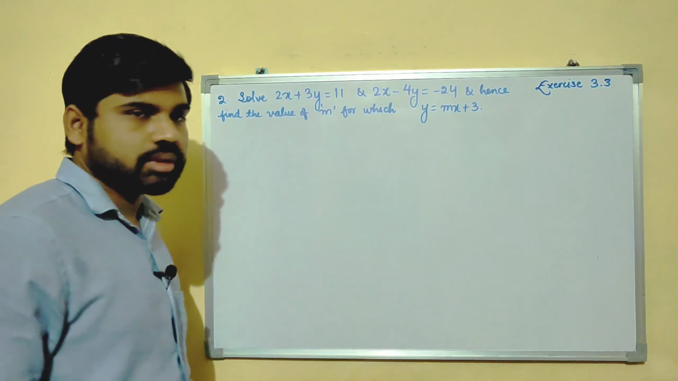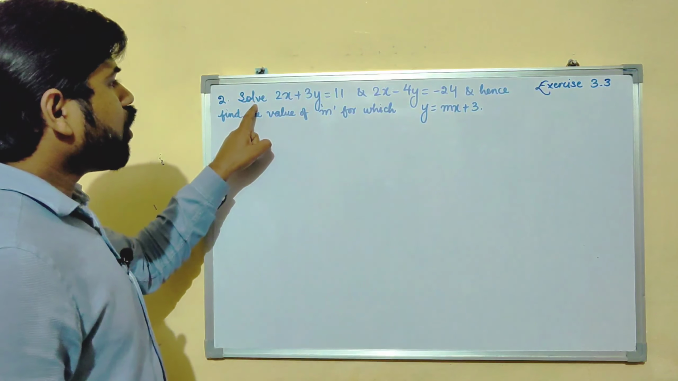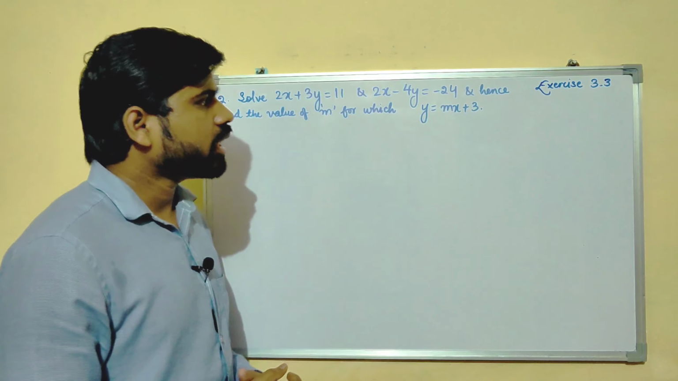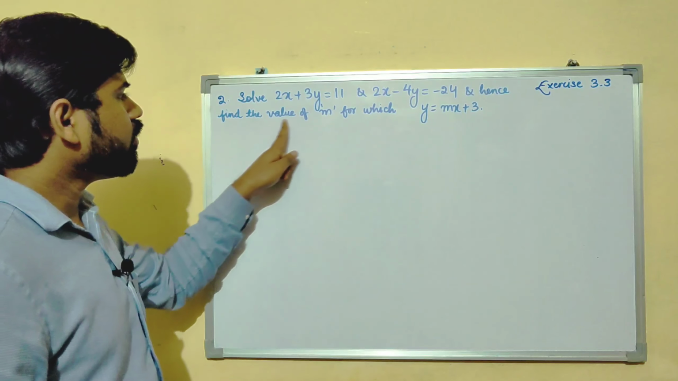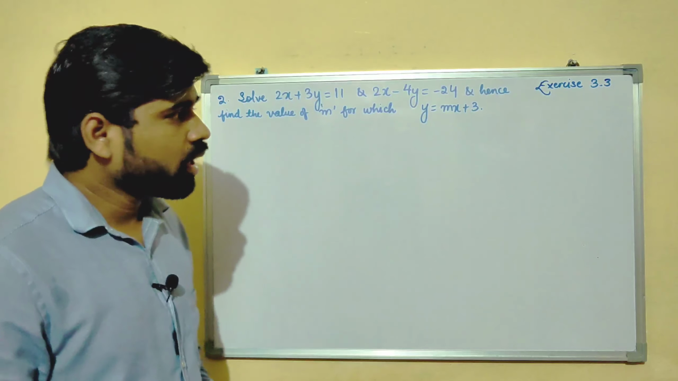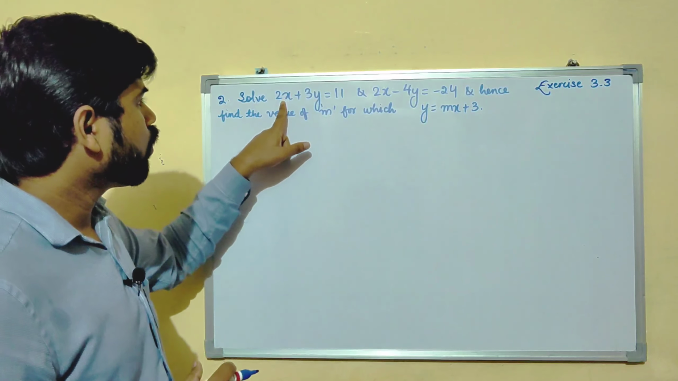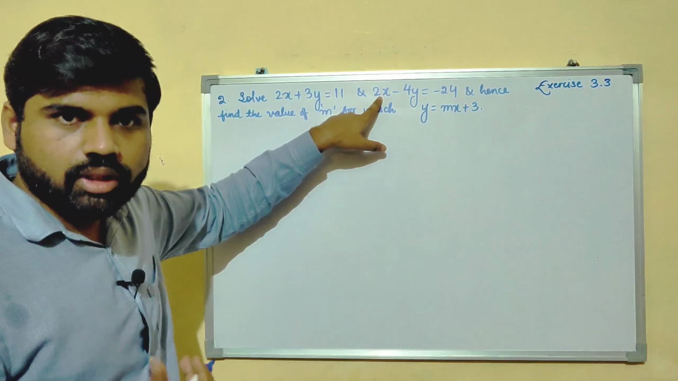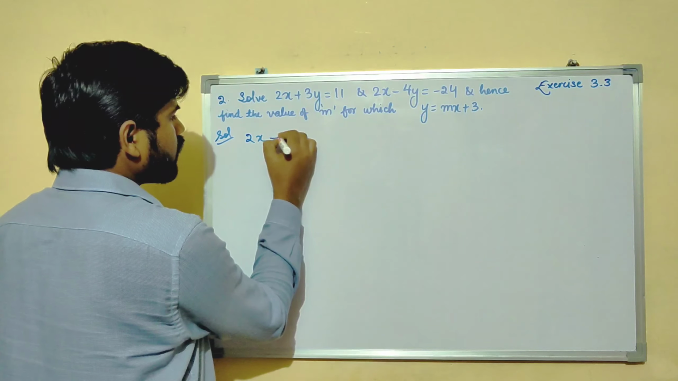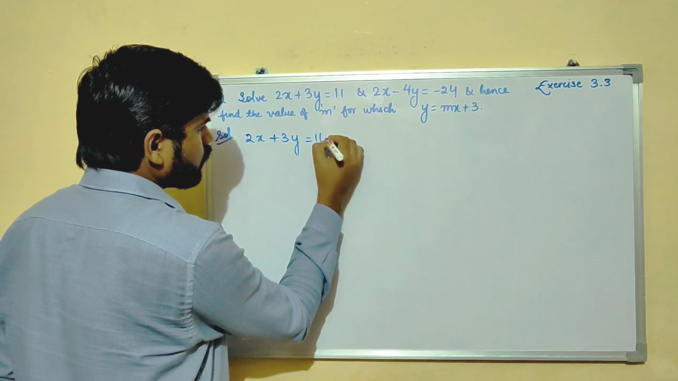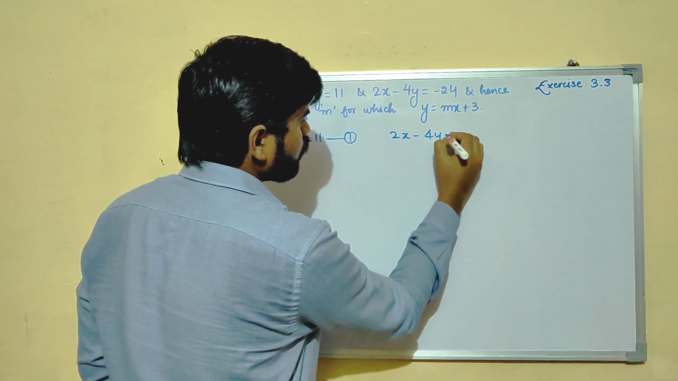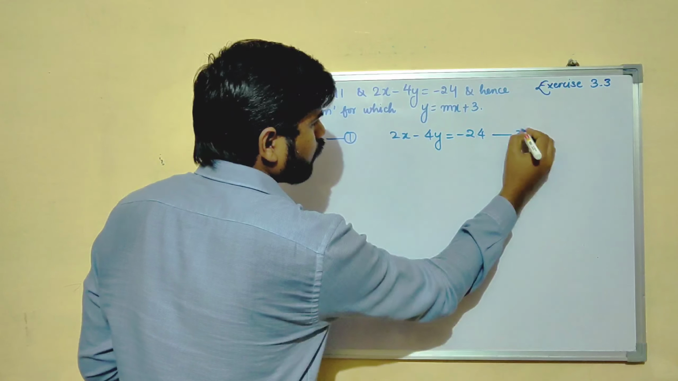Now let us see the second question, which is a very good question. Solve 2x plus 3y equals to 11 and 2x minus 4y equals to minus 24, and hence find the value of m for which y equal to mx plus 3. Now do what it says. What it is saying, solve these two equations. So let us solve. The first equation is 2x plus 3y equals to 11. This is your first equation, and 2x minus 4y equals to minus 24 is your second equation.